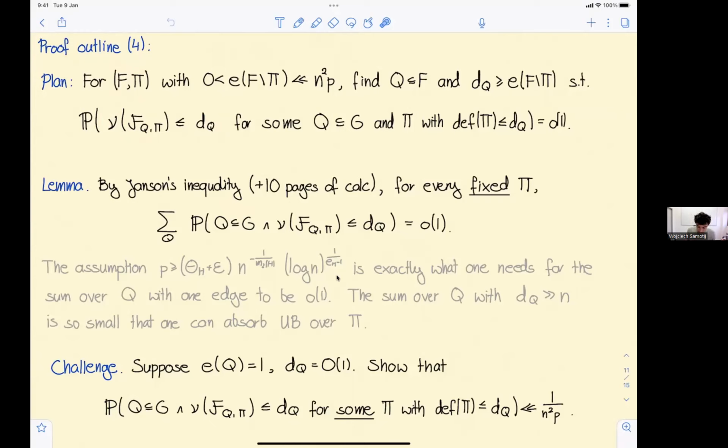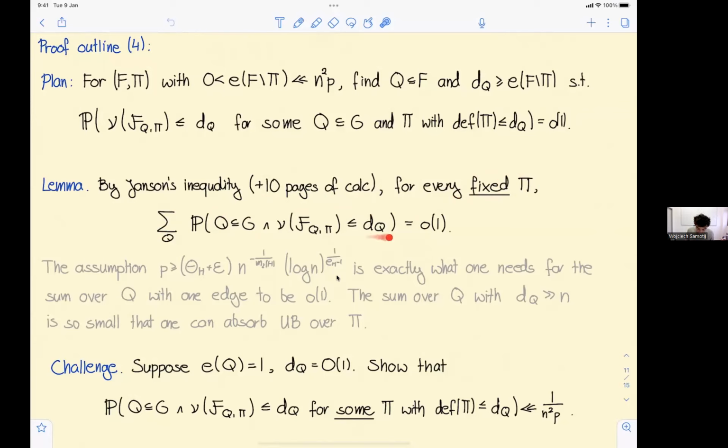Now, the take-home message is that if you're willing to work a bit, this is maybe about 10 pages of calculations and several weeks of suffering for us, then you will be able to prove that if I allow you to fix the partition, then you get a bound which is strong enough even to allow a union bound over all Q. So if in this problem you only had to consider a fixed partition, then you would be able to get away with Janson's inequality.